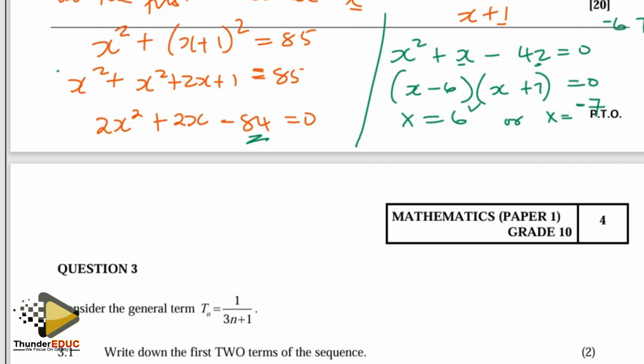Because if x is a 6, which means the next number is going to be a 7, because it will be 6 plus 1, which is a 7. I'm going to reject the negative 7 because negative 7 is not a natural number. Okay, so no solution is not applicable. If I get 6 squared plus 7 squared, so 6 squared is a 36, then 7 squared is a 49. When we add that up, you get your 85. Question answered. We move on.